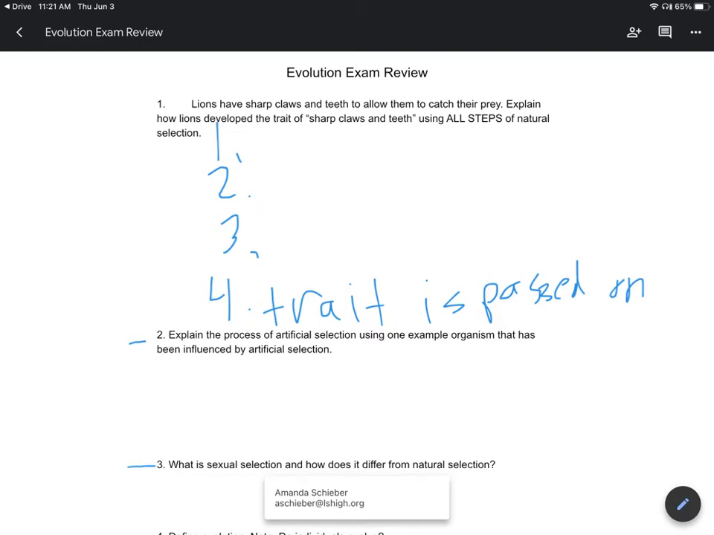Sexual selection is like the peacock with the feathers. That's when traits that don't necessarily help an individual survive get passed on, but they get passed on because they help the individual to reproduce and they're able to mate successfully, and so those traits get passed down.